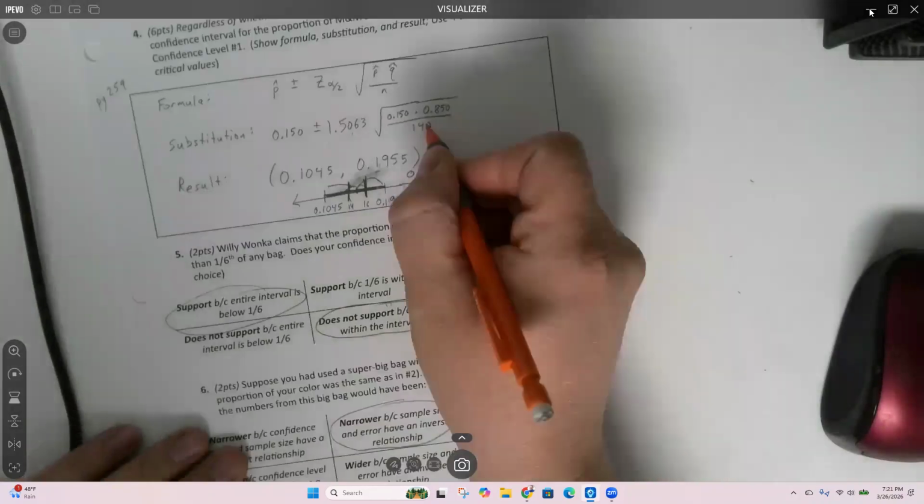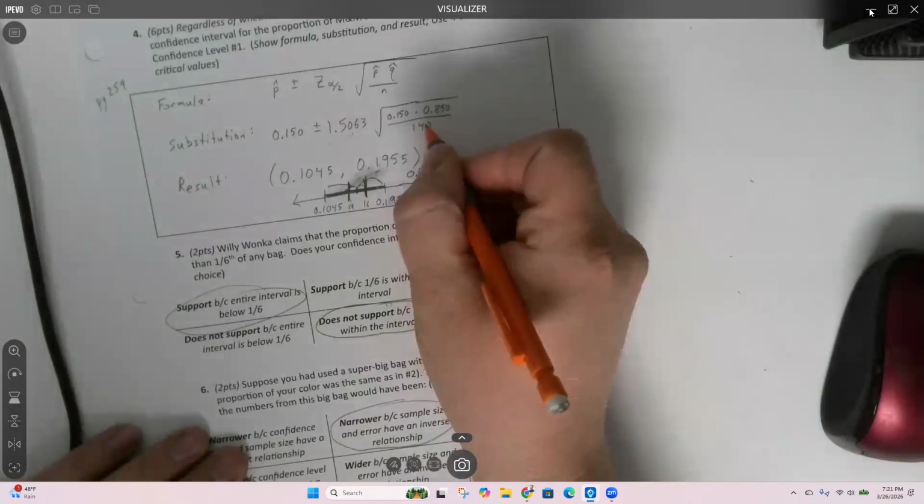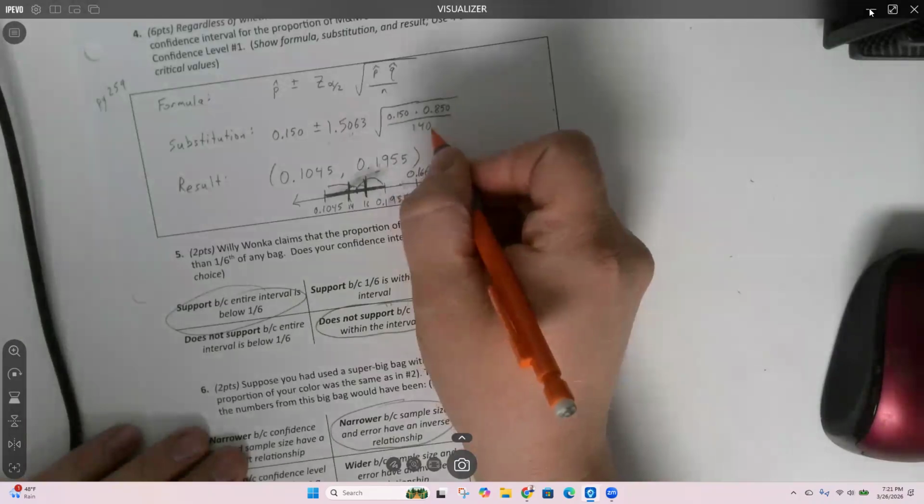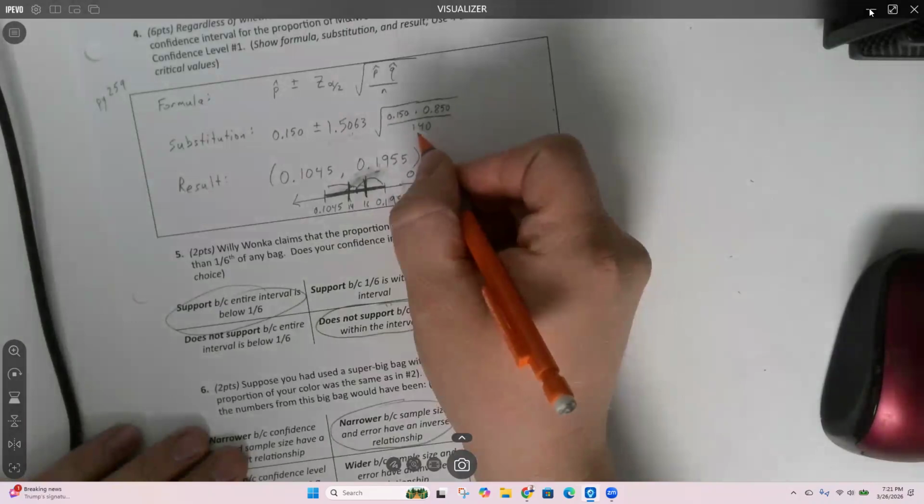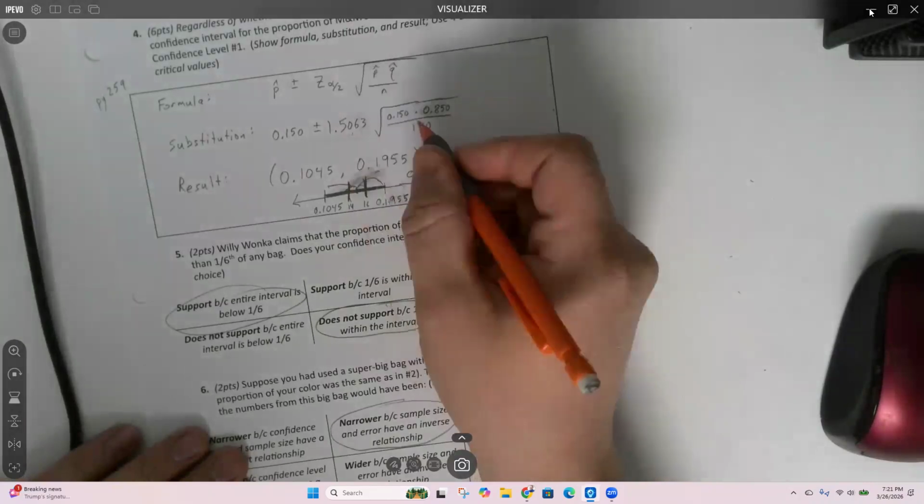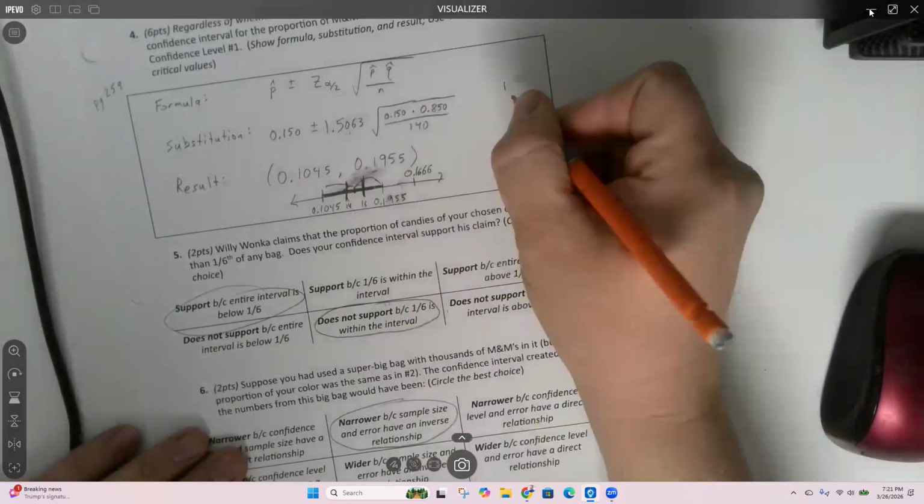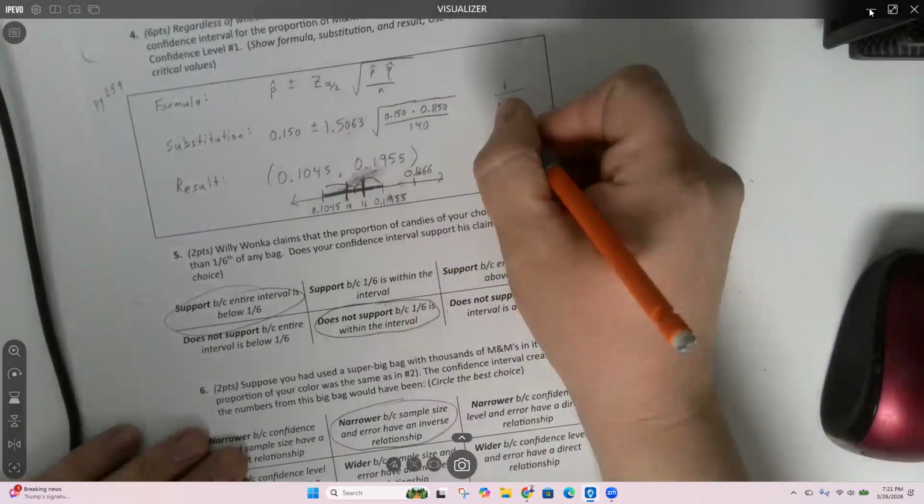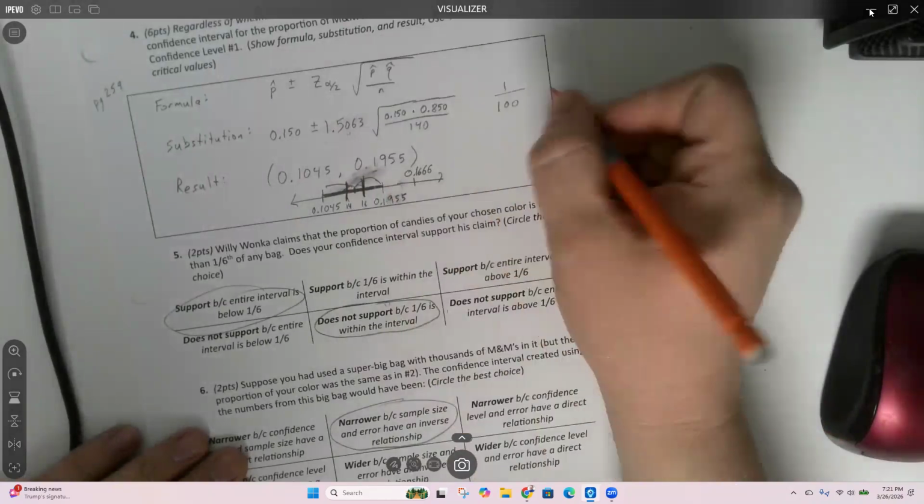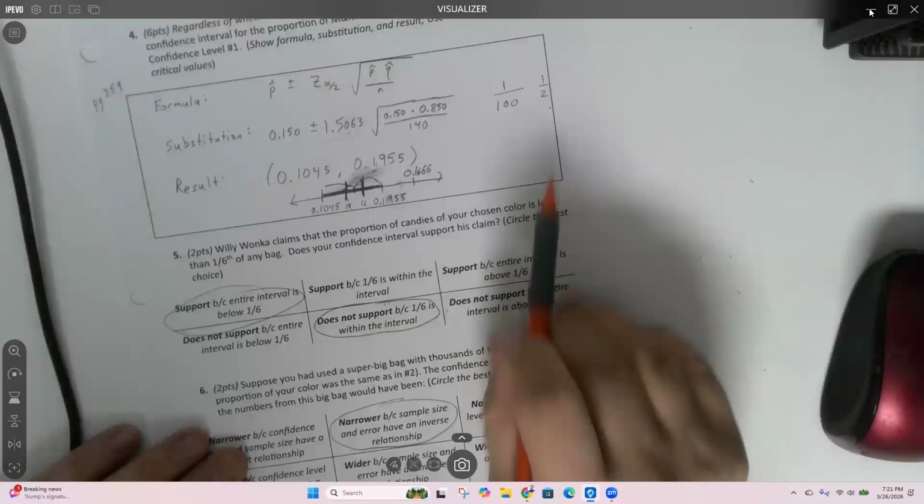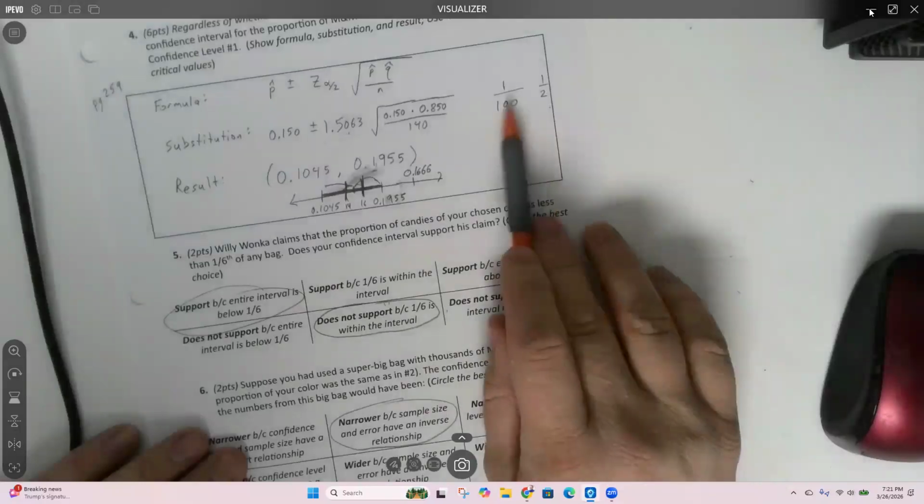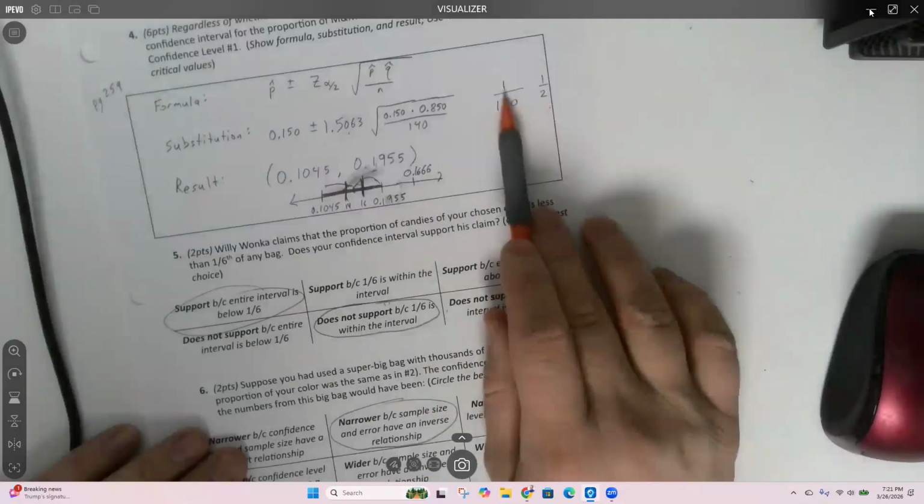Okay. And it's because sample size is in the denominator. If you divide by a large number, dividing by a large number means your result is very small. Think about it like this. 1 divided by 100 or 1 divided by 2. Which of these is bigger? 1 over 100 or 1 over 2?